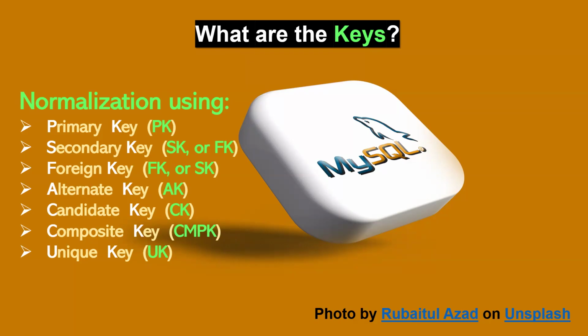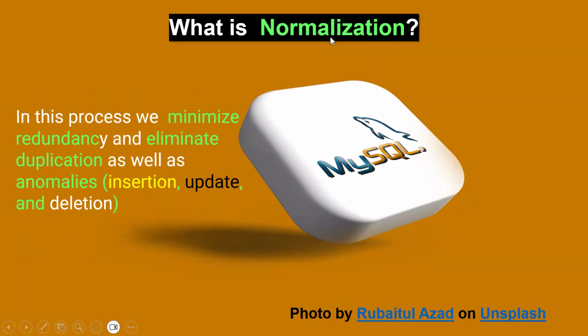For example, with a Social Security number, there's only one for each individual person. There's only one license plate number for every vehicle, and only one bank account number for each account. That's why they are called primary keys, main keys, right? And then we're talking about normalization. When we do normalization, in the process, we minimize redundancy and eliminate duplicates as well as anomalies.